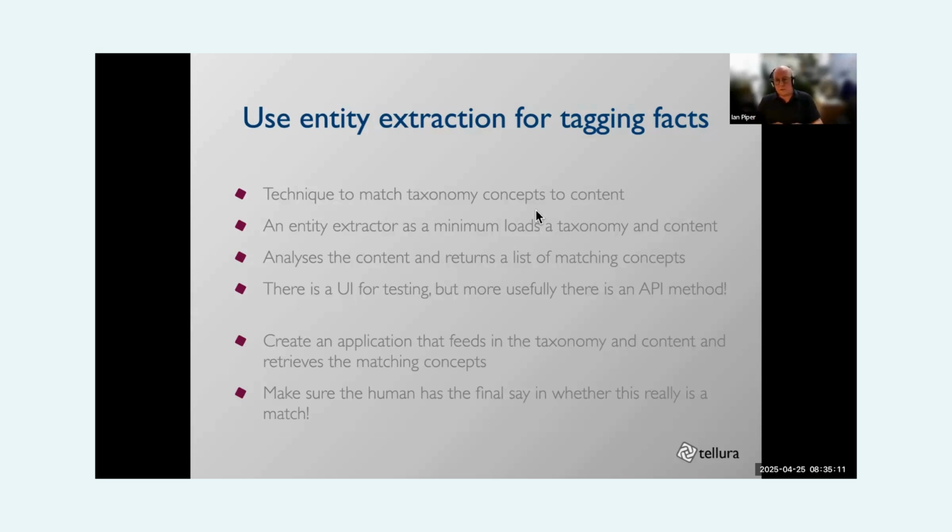The particular one that I use is in the PoolParty taxonomy system. And I'm not going to show you that for the simple reason that there isn't really a good user interface for it. It's really used through its API, which is how I've used it, and I'll show you that in a moment. So what you need to do in order to do this DIY development is to create an application that feeds in the taxonomy and feeds in the content, matches them up together, and then creates a sort of tagging triple, a tagging fact.